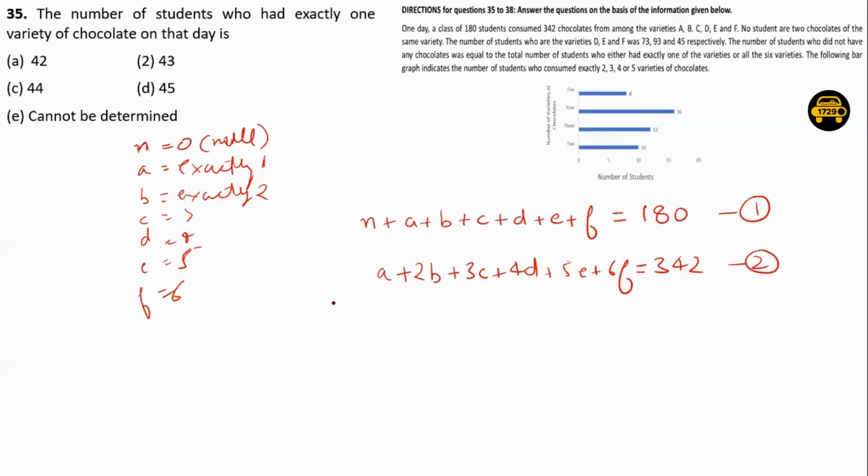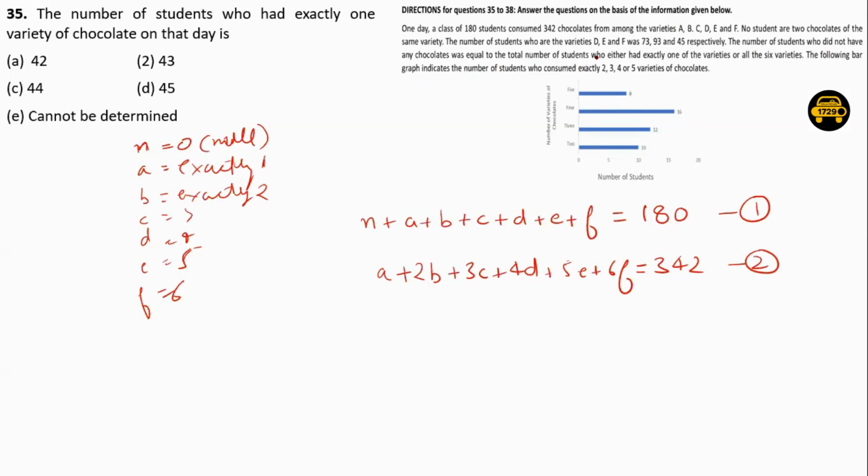Right? So now the problem is we are having so many variables in just 2 equations. Let's see if we know the value of any of these variables. From this particular graph, we can see that the number of students who are eating 2 chocolates is 10, 3 are 12, 4 are 16, and 5 are 8. Also, we know from this statement that the number of students who did not have any chocolate was equal to the number of students who had a total of either exactly 1 or all the 6 varieties. So what does it mean?